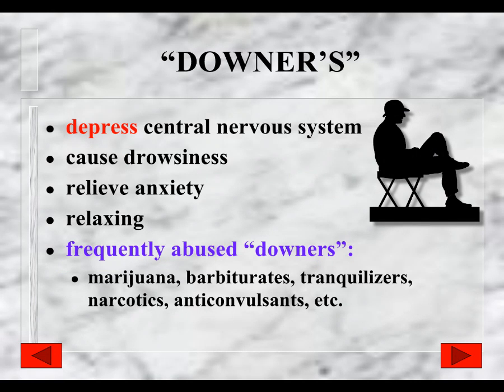Depressants are things that slow down the central nervous system. They can cause drowsiness. They can relieve anxiety. They can relax the body. Things that are frequently abused that are depressants would be marijuana, barbiturates such as Valium, anti-anxiety meds like Xanax or Ativan, tranquilizers, and other narcotics like hydrocodone, morphine, oxycodone, and fentanyl. Those are all depressants, as well as anticonvulsants. People do frequently use those to slow down the body.